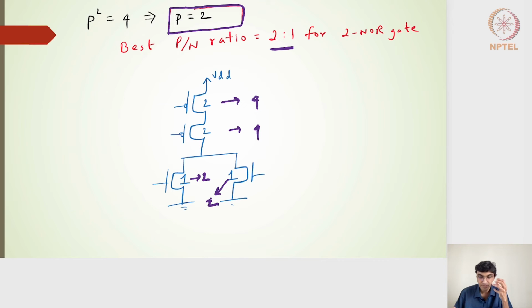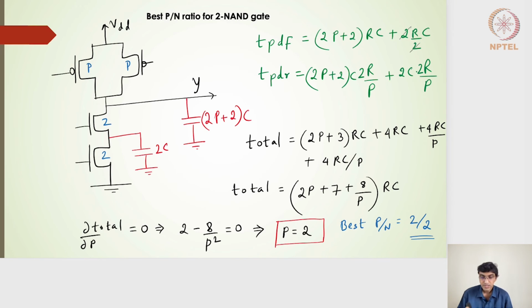So if I want to find out the best p by n ratio for the 2-input NOR gate, or for that matter 2-input NAND gates or an inverter, I need to find out the total delay expression, then take the derivative with respect to one of the variables, the p variable, and then equate it to 0, and then we should be able to get that best p by n ratio. So for the 2-input NOR gate it turns out to be 2:1 ratio.